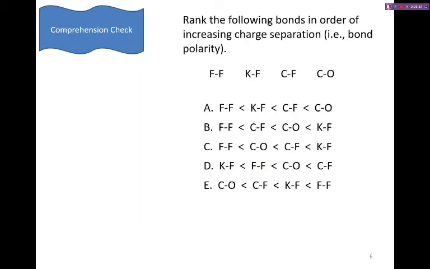In this next question, we want you to rank the following bonds in order of increasing charge separation, or in other words, bond polarity. And you're given the four bonds. So again, I would recommend in this case you pause the video and try and solve this on your own. Welcome back. So, did you take a look at the periodic table? Hopefully so.